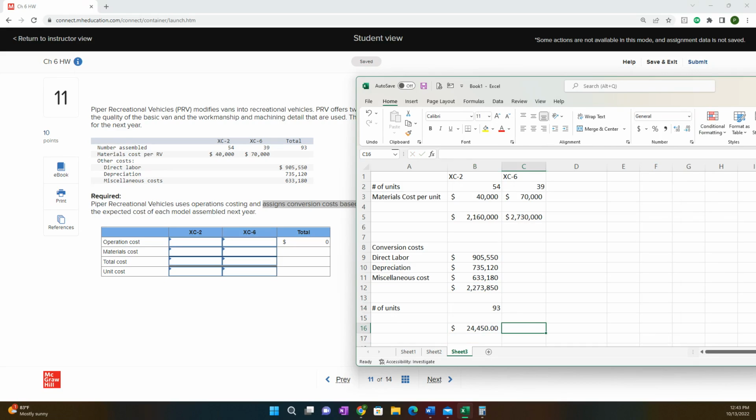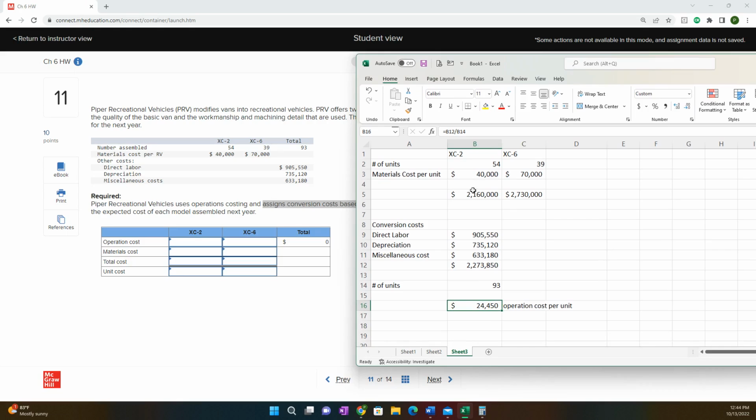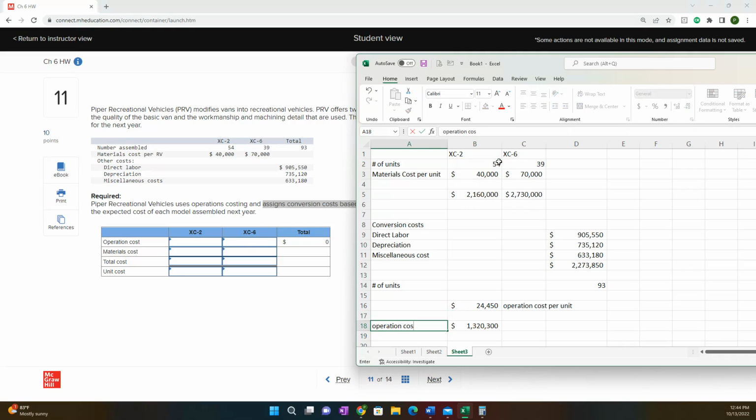From there, we can multiply the cost per unit times the number of units. So for the XC2, the operation cost is $1,320,300. For the XC6, it's $953,550. And so if we sum those amounts, we get $2,273,850. And that matches with our total that we calculated earlier. So it looks like we did our calculations correctly.